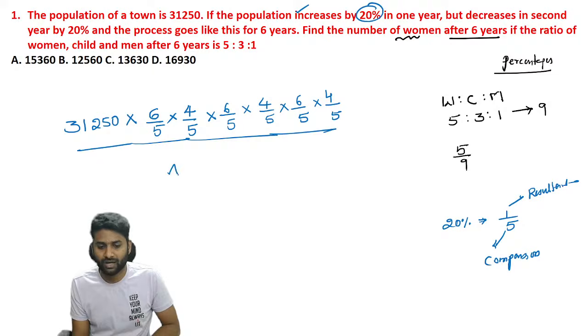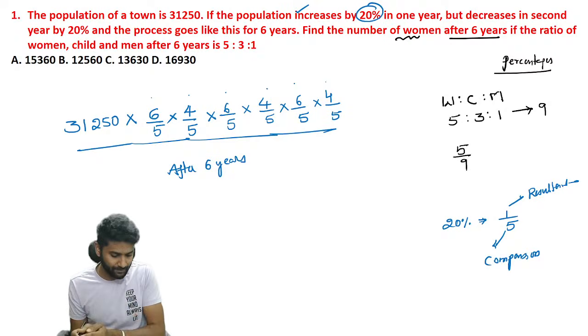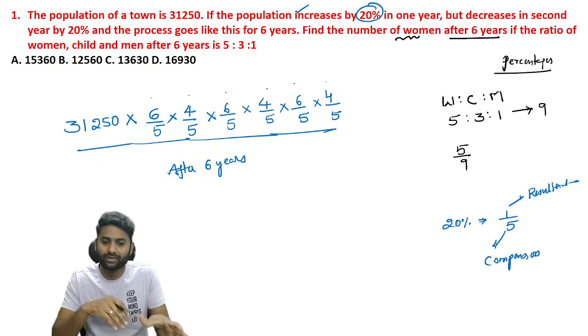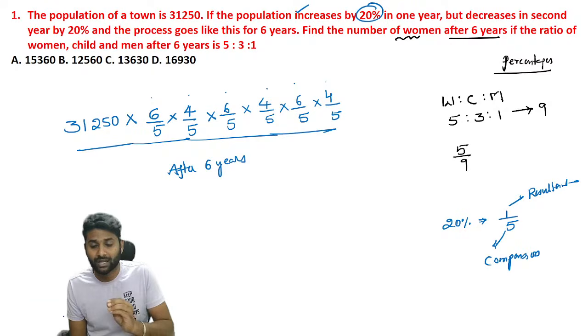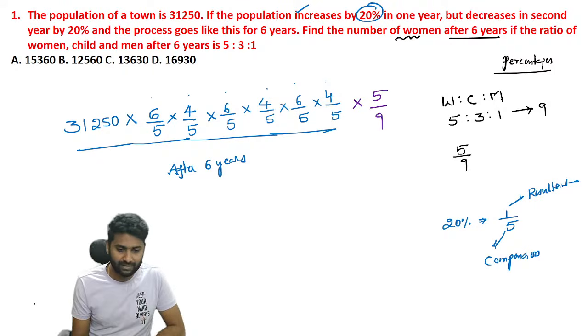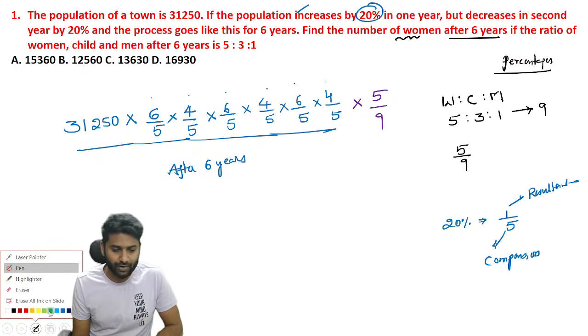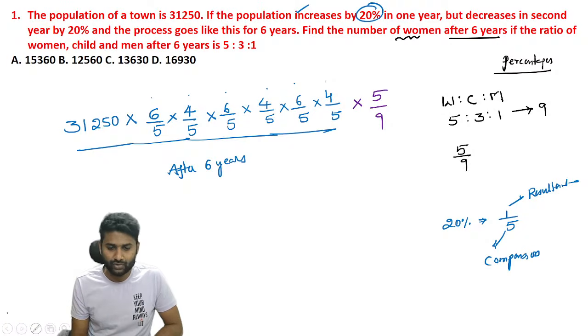So the total population after 6 years: we have the first year, second year, third year, fourth year, fifth year, and sixth year. Now the entire population belongs to the women, child, and men. The entire value has to be divided in the ratio of 5 is to 3 is to 1. But according to the question, we need total women after 6 years. That's why the entire value should be multiplied with 5 by 9. This is an important equation. If you understand the question here and the conversion of percentage, then this is easy for you. Let's go through the cancellation part.